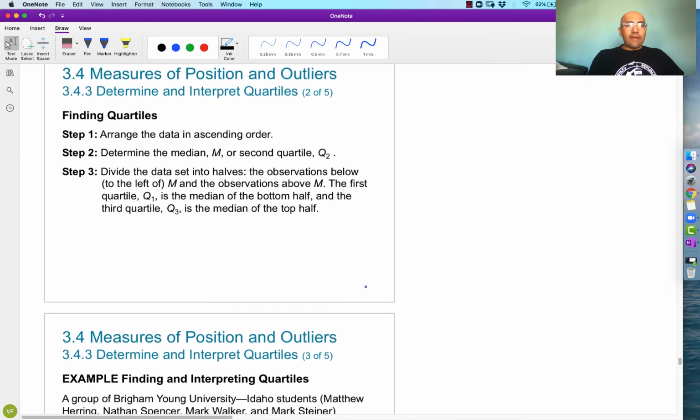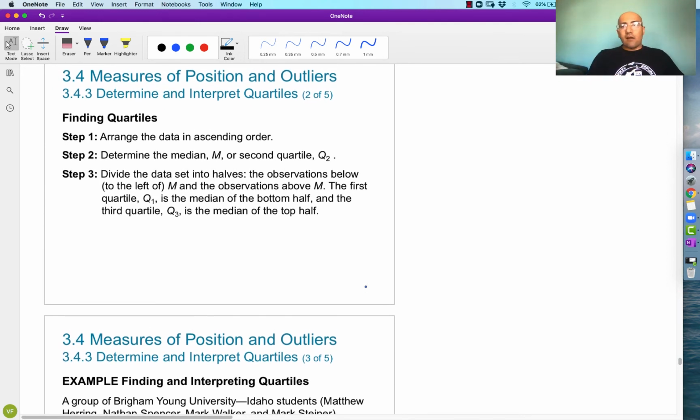Okay, well then how do you find them? So we have an idea of what the quartiles are, what the percentiles are, but how do you find them? In order to find the percentiles, we're going to arrange the data in ascending order, right? That means from the smallest to the largest. That's what ascending means.